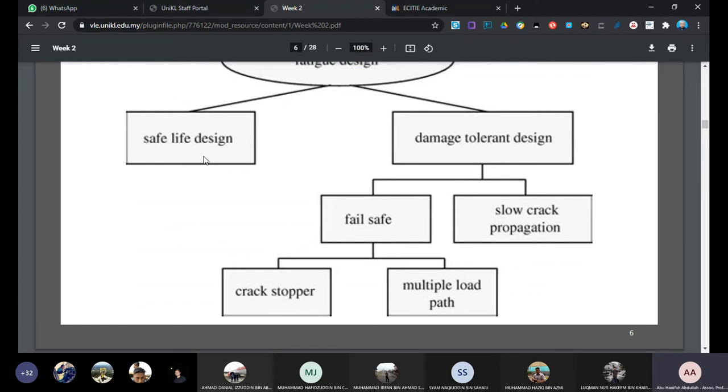So how long the crack grows into the critical crack length, and we establish the inspection program before the critical crack length. So hopefully we already see the crack, and when we see the crack, we repair or replace the structure, so the aircraft is back to normal. So those are the damage tolerant design principles with the slow crack propagation.